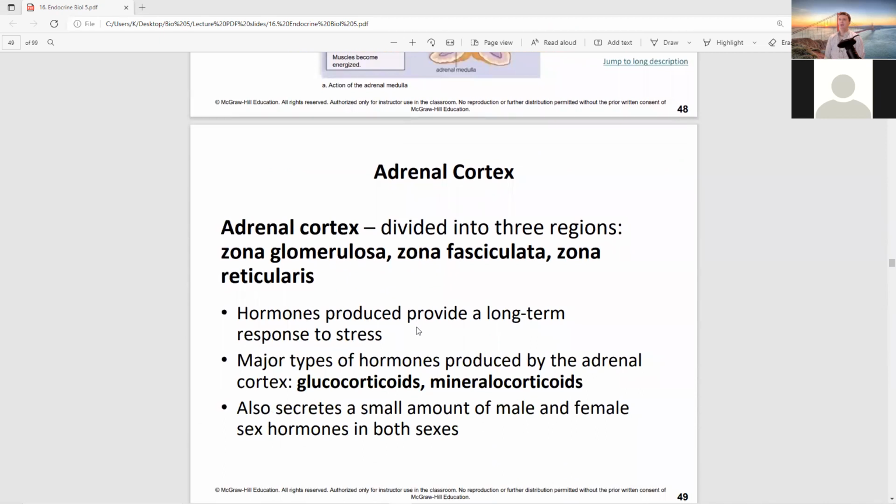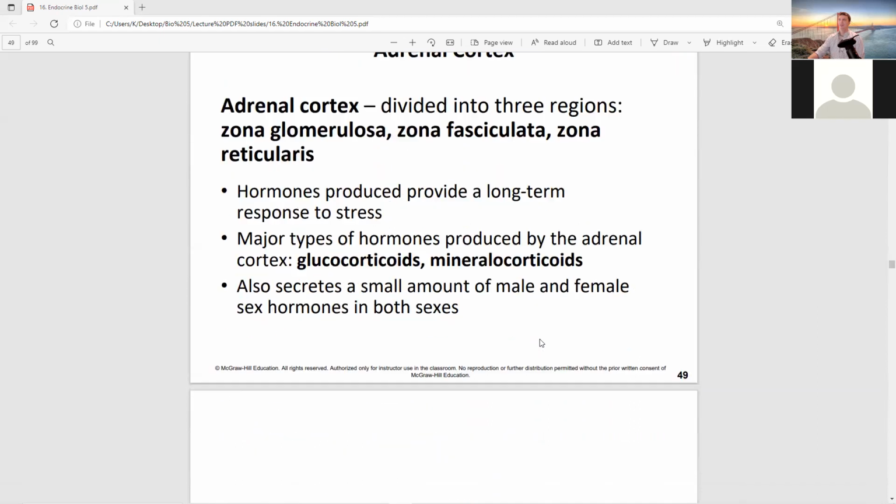So the adrenal cortex can be divided into three regions: the zona glomerulosa, the zona fasciculata, and the zona reticularis. Hormones produced provide a long-term response to stress. Major types of hormones produced by the adrenal cortex are glucocorticoids and mineralocorticoids. They also secrete a small amount of male and female sex hormones in both sexes.